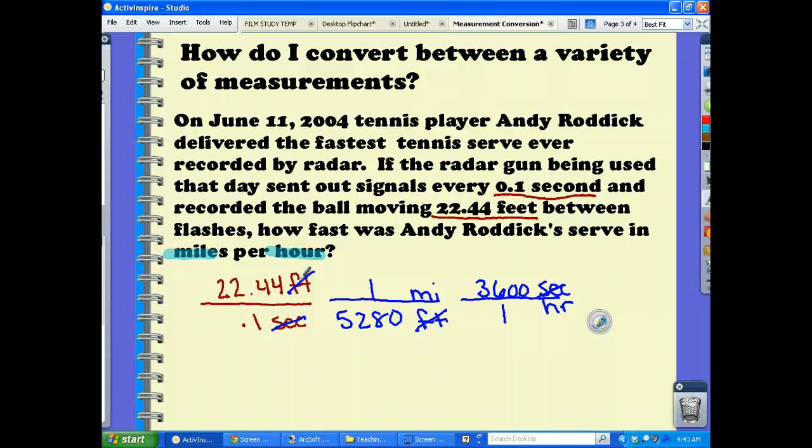22.44 times 1 times 3,600. That's going to give you 80,784. And all I did again is multiply straight across the top. And then now I'm going to multiply straight across the bottom, and I get 0.1 times 5,280 times 1 is 528.